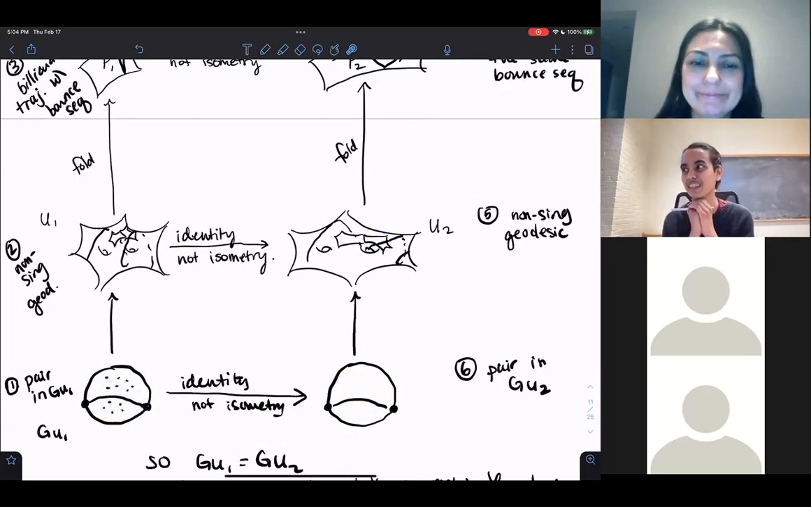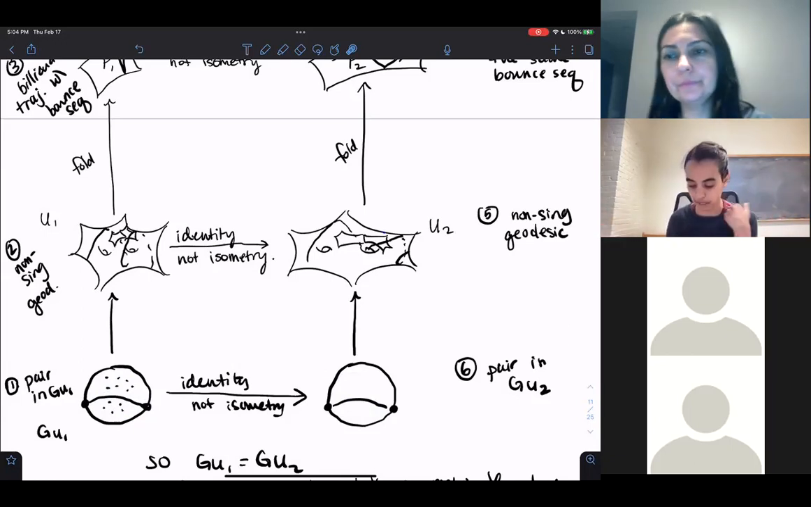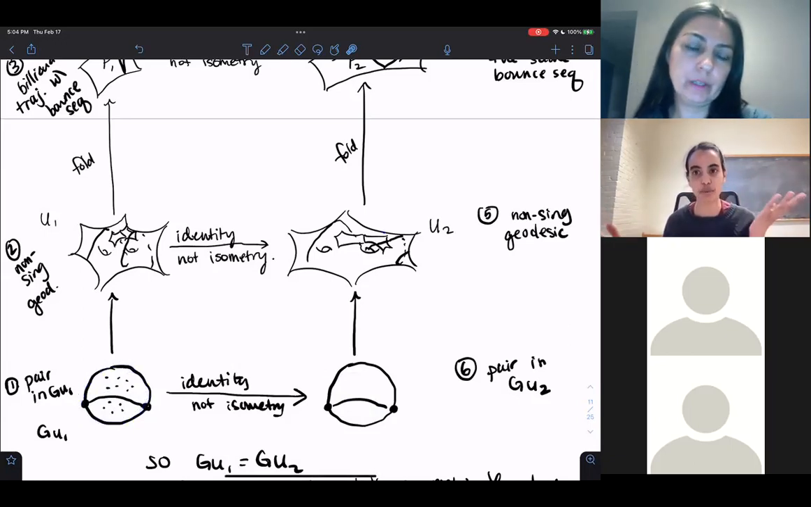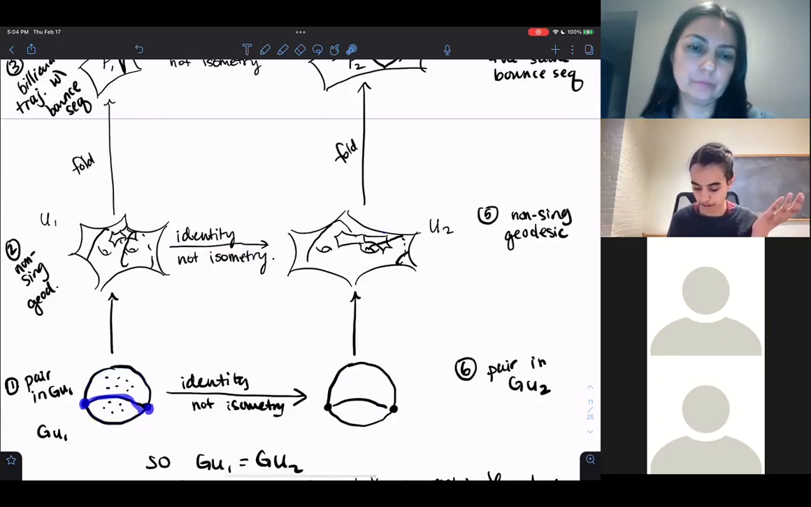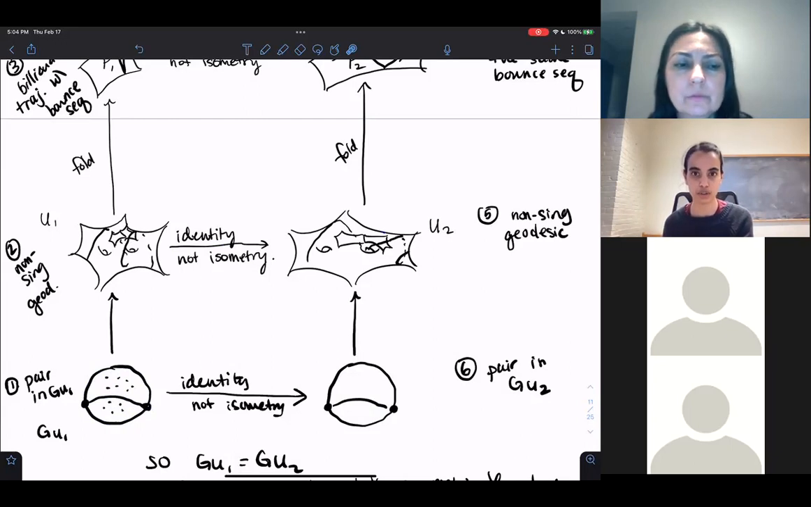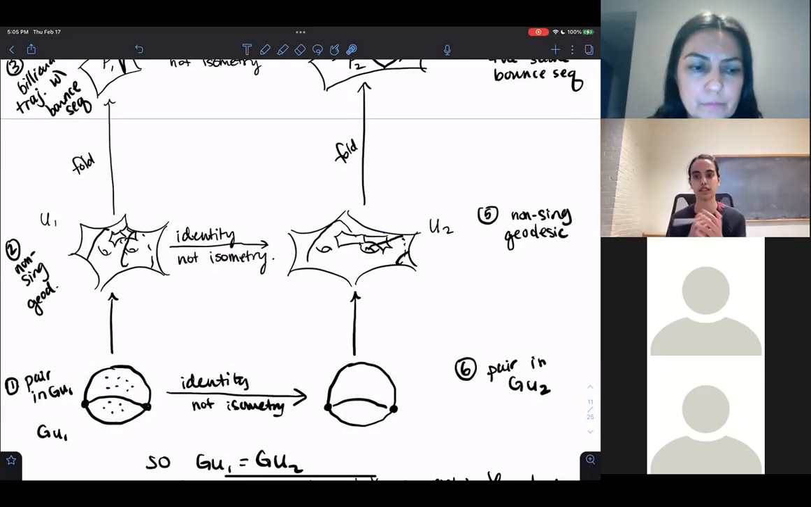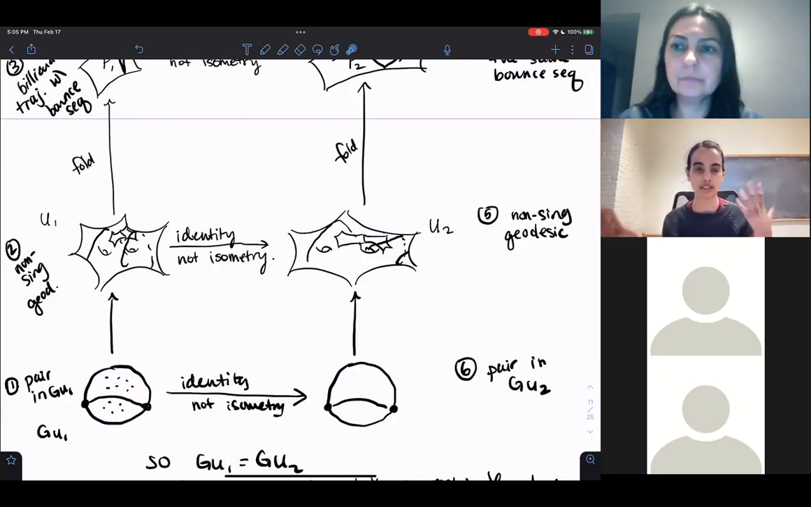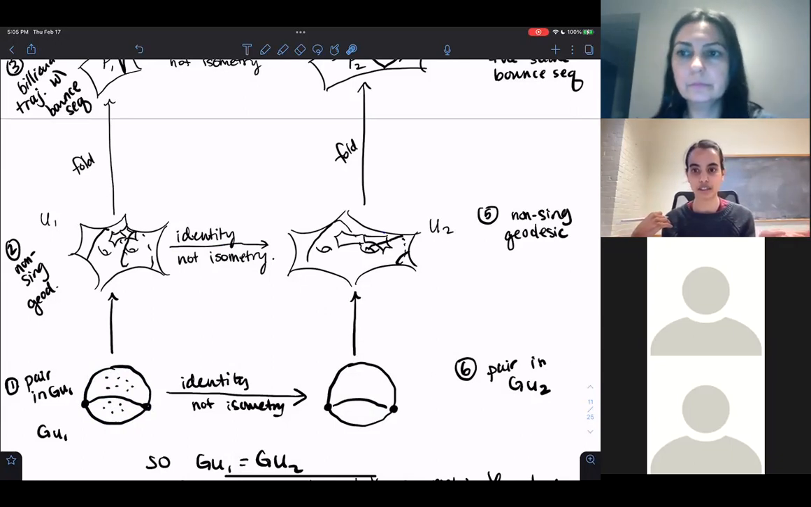It's identity map. So it makes sense to talk about pairs of points on this boundary, and some of those pairs bound a non-singular geodesic according to metric 1, and some of them bound a non-singular geodesic according to metric 2. So I'm considering it the same set of points at infinity. And then there are these two subsets, the pairs that bound a non-singular geodesic in metric 1 and the pairs that bound a non-singular geodesic in metric 2.